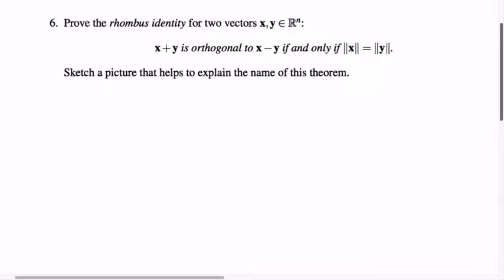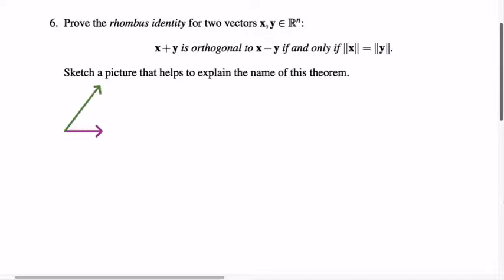Problem 6 asks you to prove the so-called rhombus identity: if I have two vectors x and y in Rn, then their sum is orthogonal to their difference, x plus y orthogonal to x minus y, if and only if the norm, the magnitude of x, is equal to the norm of y.